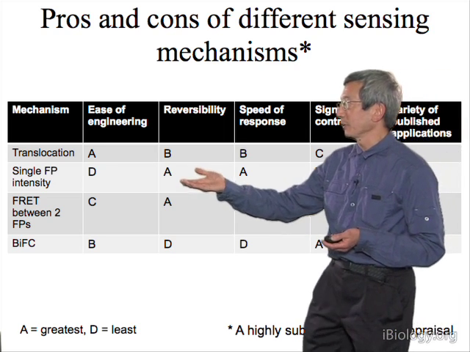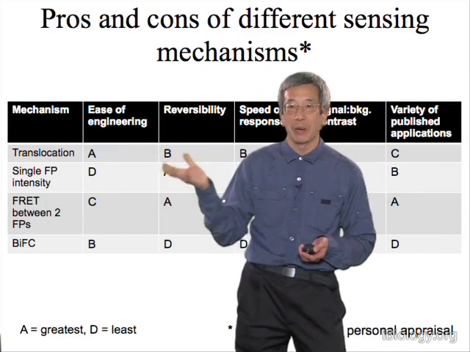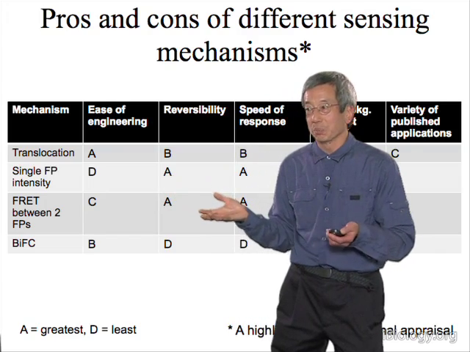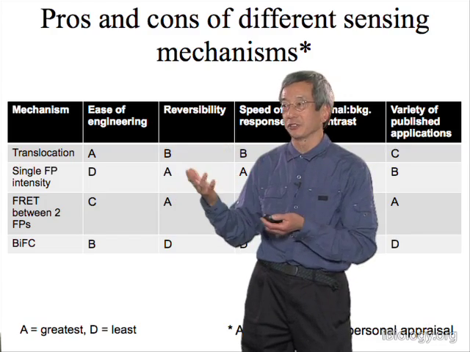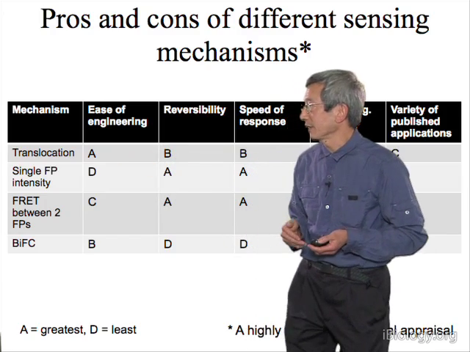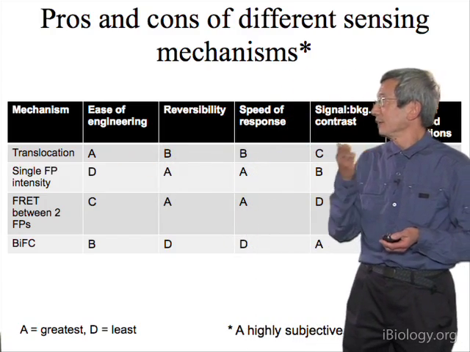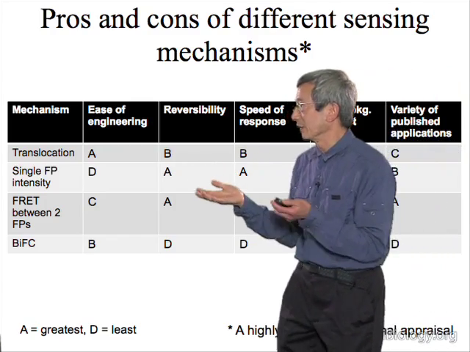For example, the translocation one is relatively easy to engineer if you've got a good binding domain already. The fluorescent protein is just along for the ride. It doesn't have to change its properties or do anything subtle. You have to be able to image it. So it's relatively easy to engineer. On the other hand, it's not particularly easy to calibrate, which is another factor.